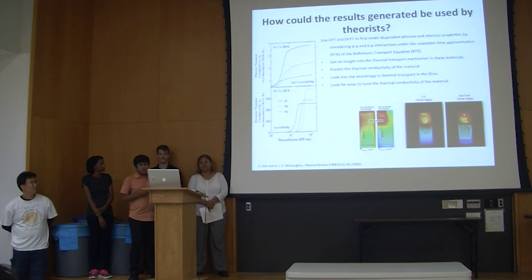And so it's very important to look into the thermal properties. And so we can predict the thermal conductivity of the material and also look into the anisotropy, whether there is higher thermal conductivity in the in-plane or in the cross-plane direction.